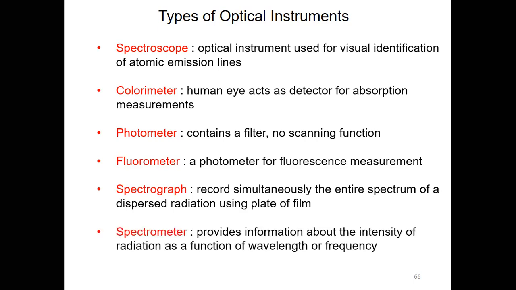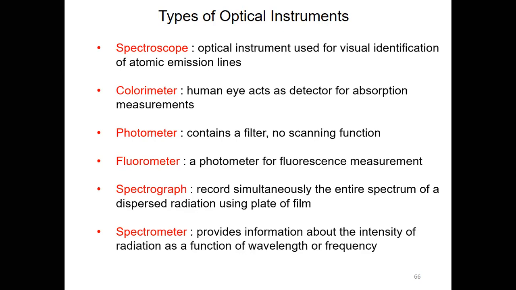And a spectrometer provides information about the intensity of radiation as a function of wavelength or frequency. So UV spectrophotometer, fluorescence spectrophotometer, likewise, provide information about the intensity of the radiation or the signal as a function of wavelength or frequency.